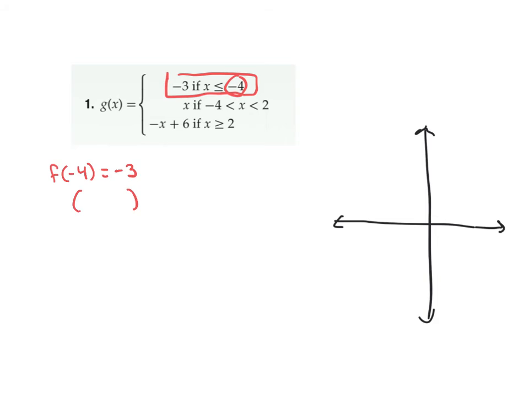So what's our point? -4, -3. Do we have an open circle or closed circle? A closed circle. So we're going to go to the left 4 and down 3, and put our closed circle there. Now that's one point that we plugged in. We need to plug in another number. So what else can we plug in here?